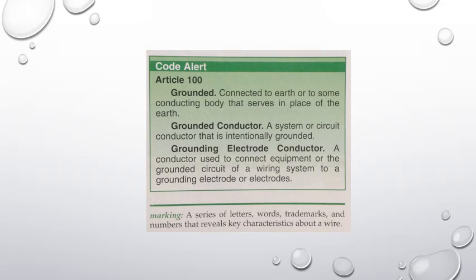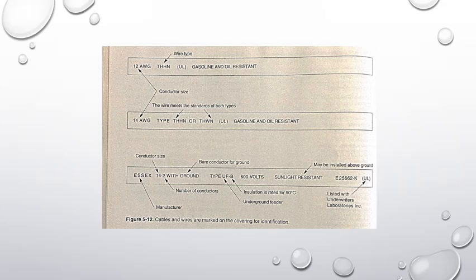As shown in Figure 5-12, the required markings indicate voltage rating, maximum insulation type indicated by a letter or letters designated by the code, the manufacturer's name, trademark, or other distinctive markings by which the organization responsible for the product can be readily identified, AWG size or circular mil area. Cables must also have markings that indicate number of conductors and outer finish or covering.